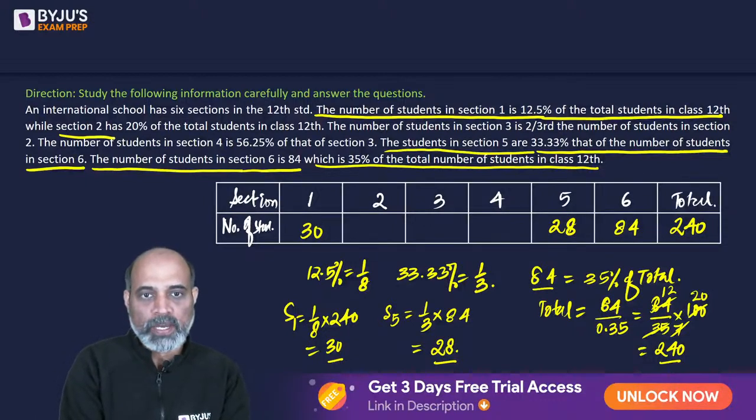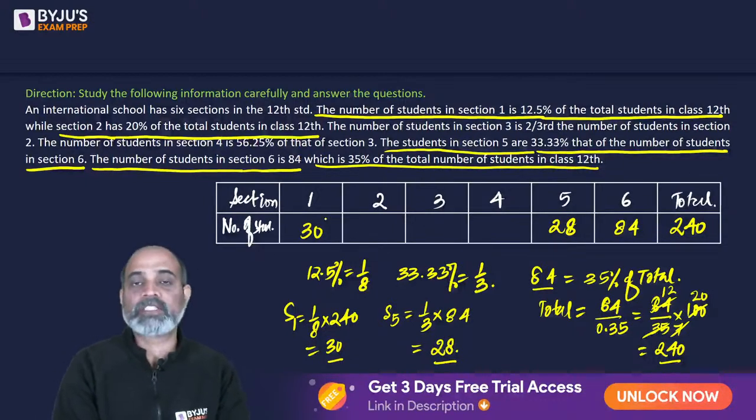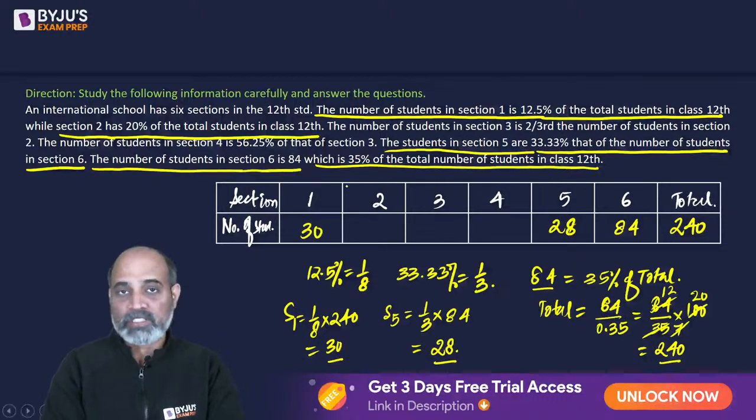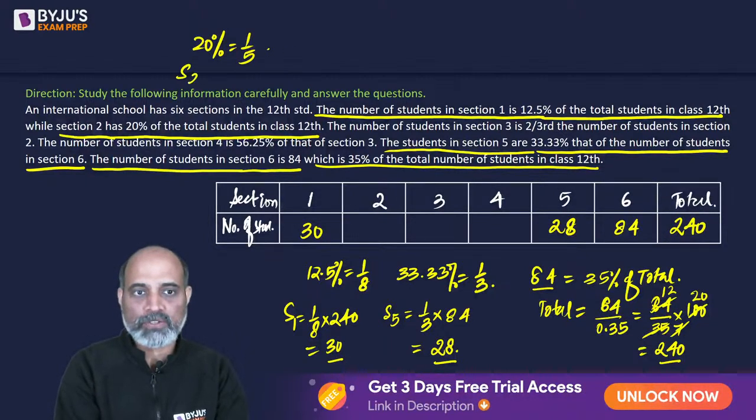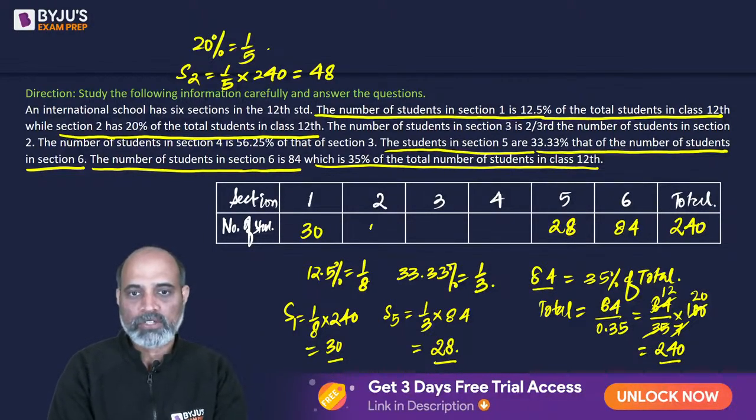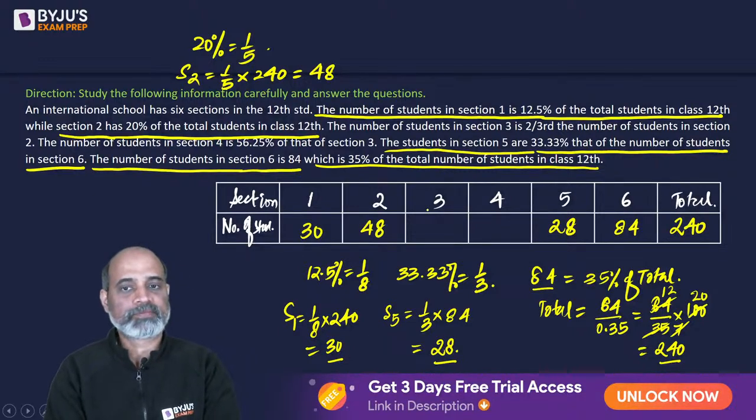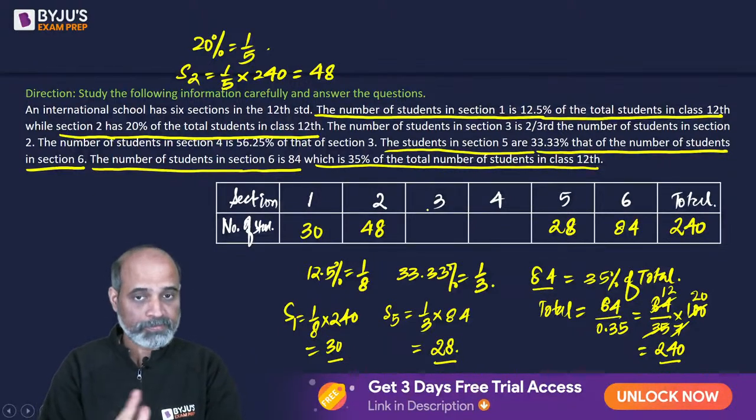While section 2 has 20% of total students in class 12. Now 20% is 1 by 5. So we can say that in section 2, the number of students is 1/5 of the total number of students, which is going to be 48. So we only don't know the third and fourth, right?